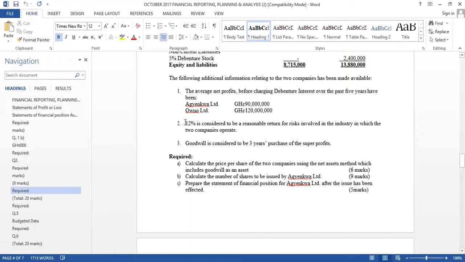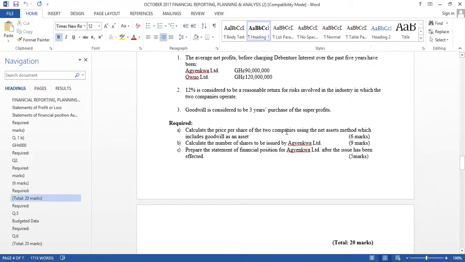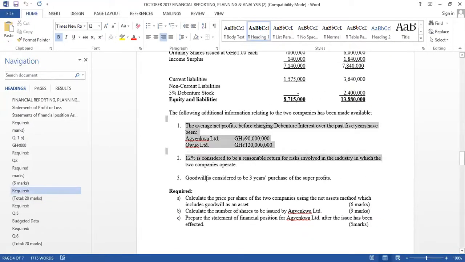Okay, so they've given us the risk again. Goodwill is considered to be 3 years' super profit. That's all. How to calculate it? So I've been saying that for this goodwill, you have to calculate the 3 years' super profit, right? Good.